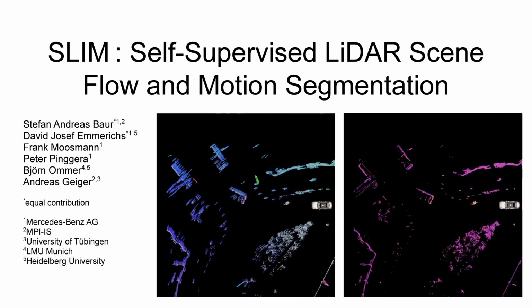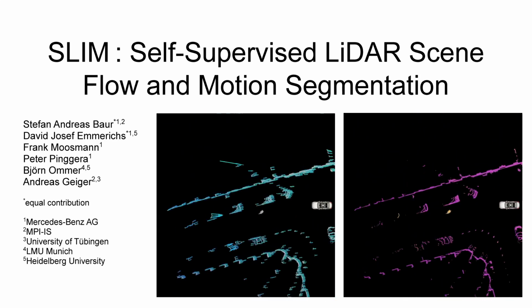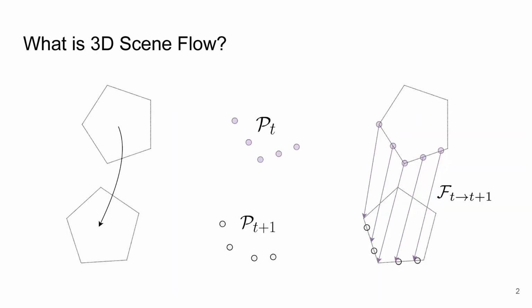Together we present to you SLIM, a new method for self-supervised LiDAR scene flow and motion segmentation. Using a depth sensor, such as a LiDAR sensor, two consecutive point clouds PT and PT+1 are recorded. 3D scene flow then refers to the 3D vector field F, assigning each point in the first point cloud PT a displacement vector pointing to its corresponding position in PT+1. This flow vector represents the underlying motion of the object.